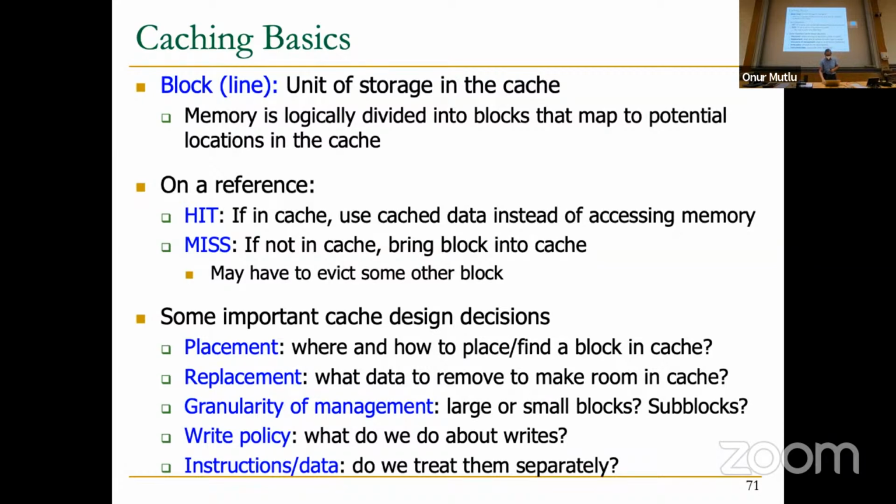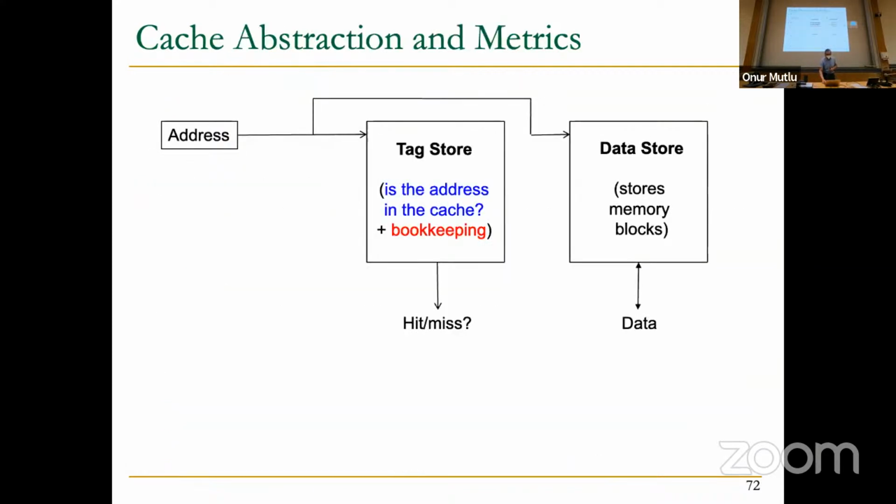Actually, there are many, many other questions, but we're not going to tackle them. One question is basically, how do you decide whether or not to bring something into the cache, write something into the cache? Okay, so let's talk about how to design the hardware for this cache. And this is still an abstraction, but we're getting closer to the hardware.